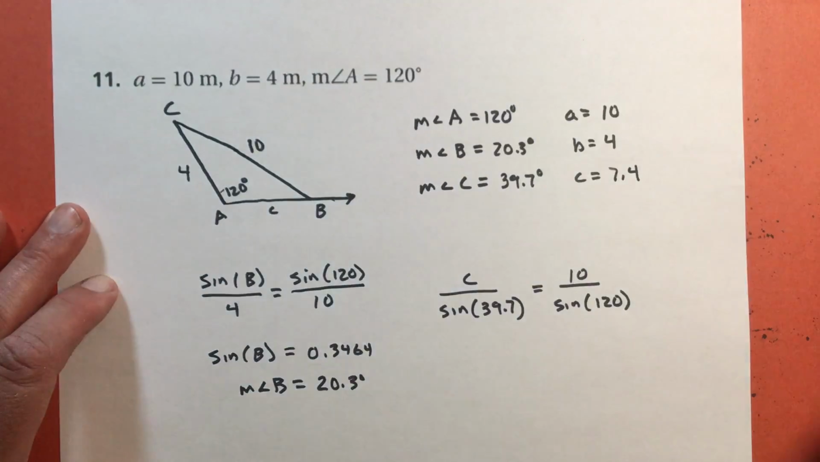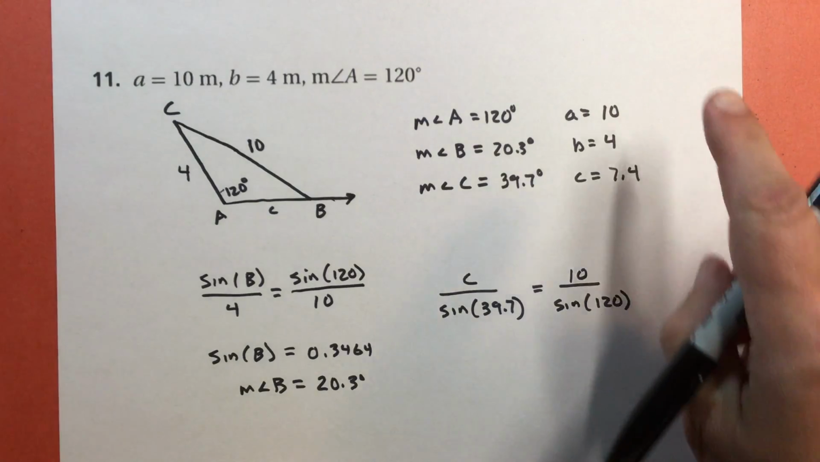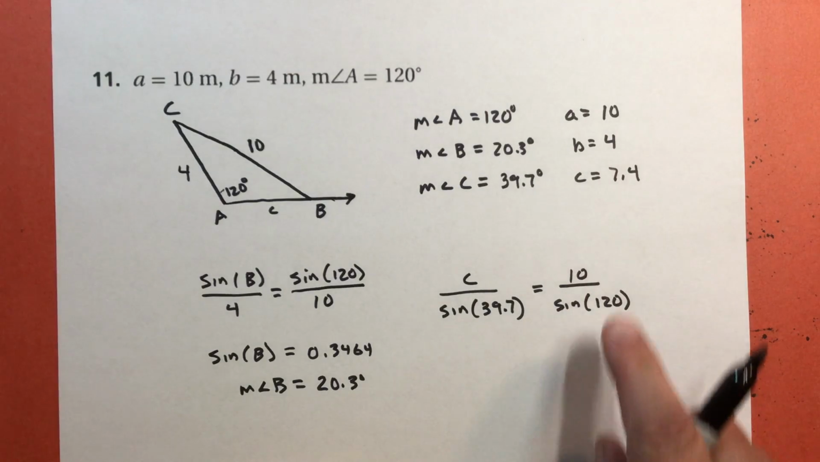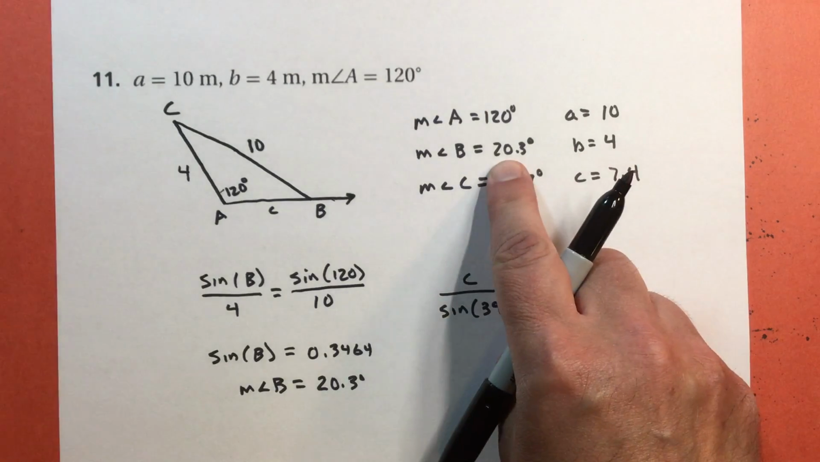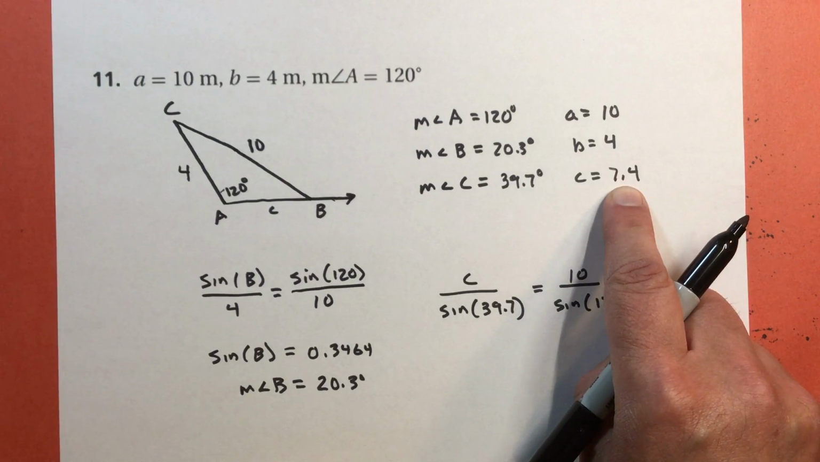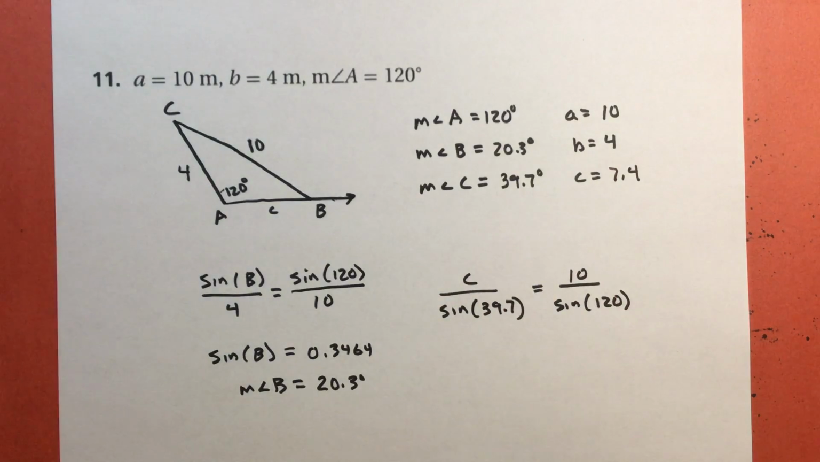7.4. Now, one thing to check is that the largest side is going to be opposite the largest angle. So 10 is the largest side, it's opposite the largest angle. That makes sense. The smallest side should be opposite the smallest angle, which makes sense. And of course, the side in the middle is opposite the angle in the middle, Goldilocks. So that does make sense. Okay, so we got that one.